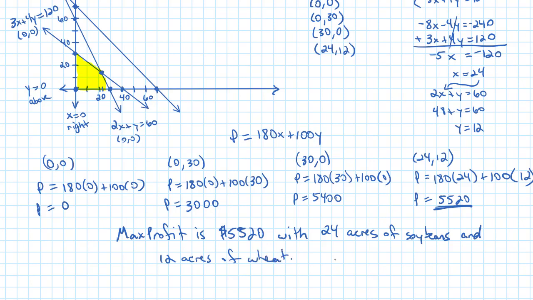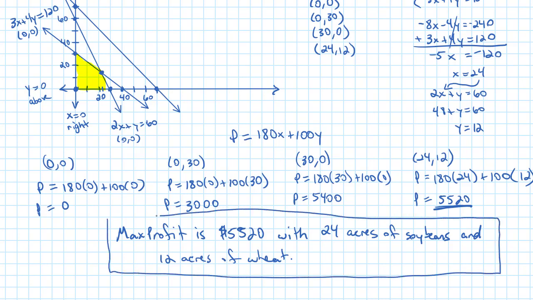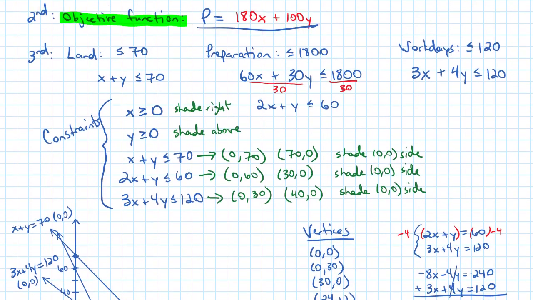So now this farmer knows exactly how many acres of each to use, and he doesn't exceed any of his constraints. For example, he only had 70 acres total, and here he's only using 36 of those acres, so he doesn't exceed that. You can check that his preparation cost will not exceed his limitation. His work days will not exceed his limitations with these numbers, and he will earn his maximum profit in this case. So these problems are very lengthy.